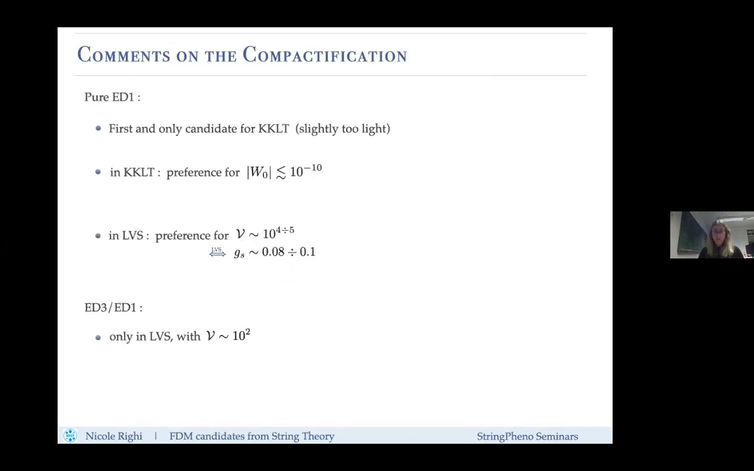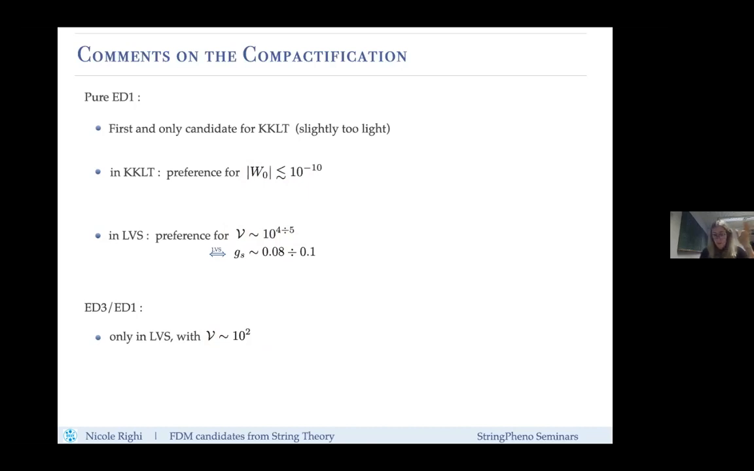So some comments about the compactification. As I told you, there is also a possible candidate for KKLT, but then we realized that it is actually slightly too light to be a good candidate. And also this entails taking very small values for W0, while in LVS we have preferences for slightly bigger values. While the E3, E1 bound state again works only for LVS, and we have, again, volume scaling like 10 to the 2.